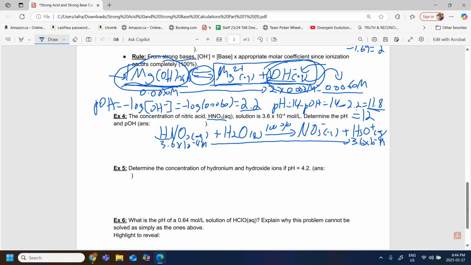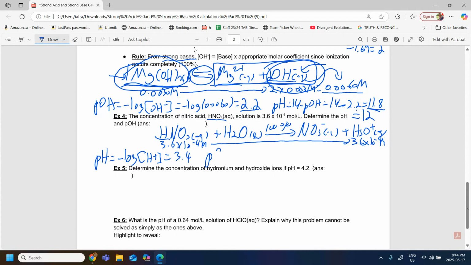So now that we have that concentration, we can find the pH by doing negative log of the H3O plus. I'm just going to write it as H plus to keep it short. So negative log of the 3.6 times 10 to the negative 4. And you get about, I'm just going to round for my answer here, but I'm going to keep all numbers in my calculator, 3.4.